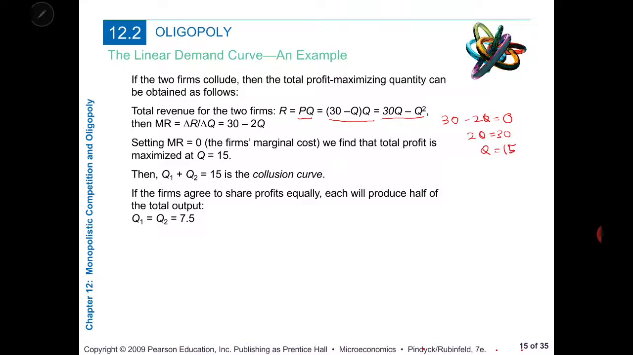Okay, and in a collusion, since the two firms are of equal size, they don't have any extra bargaining power over each other, so we assume that the firms agree to share profits equally. Therefore, the 15, this output just now, is to be divided between the two firms equally. So Q1 equals Q2 equals 7.5.